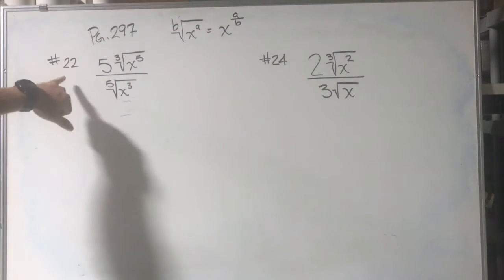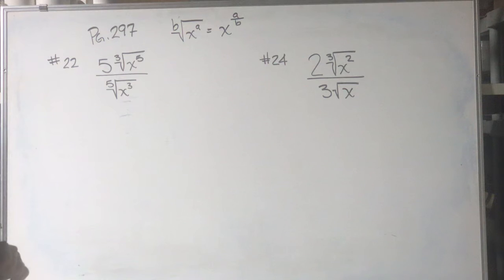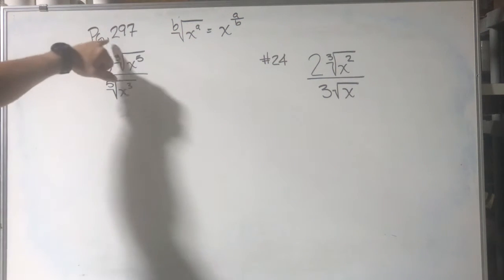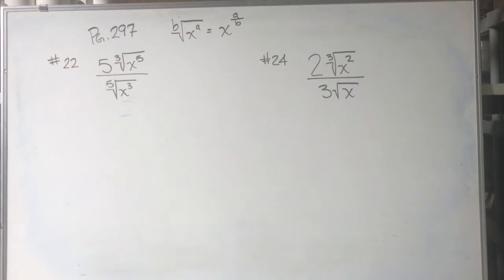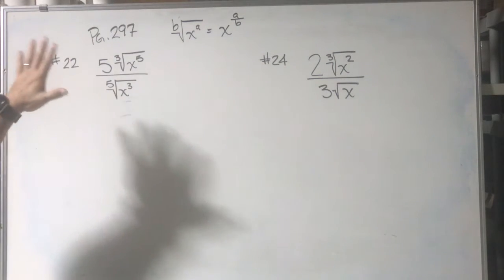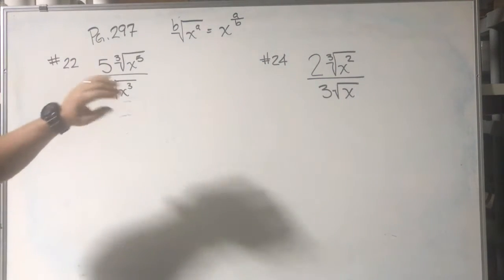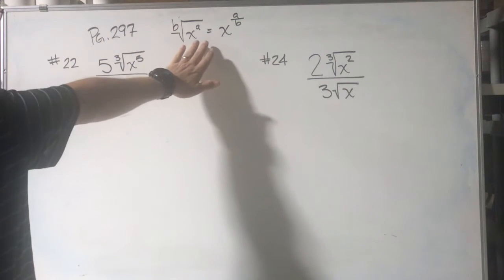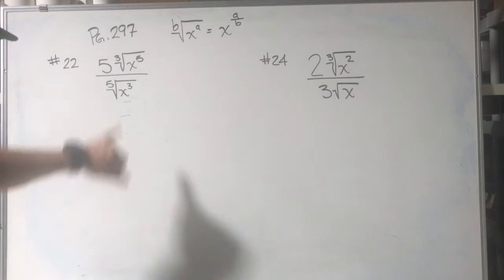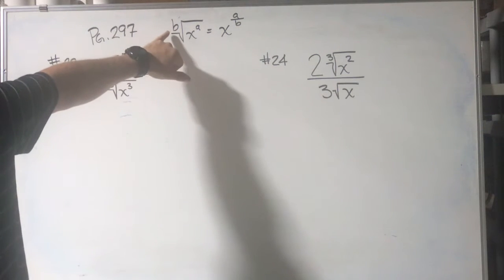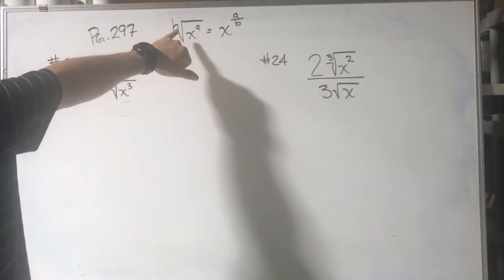All right, so up here I've got the two problems that you had. Page 297, number 22, and number 24. So before we tackle these problems, we've got to make sure that we understand this rule, okay? And if you look in your book on page 294, this rule is called the rational exponent property, okay?